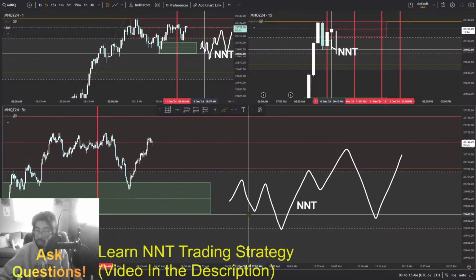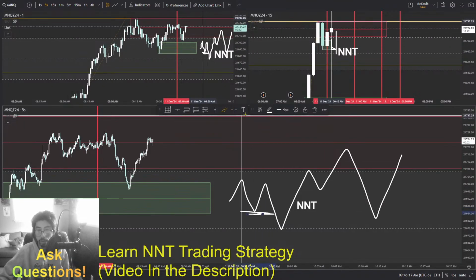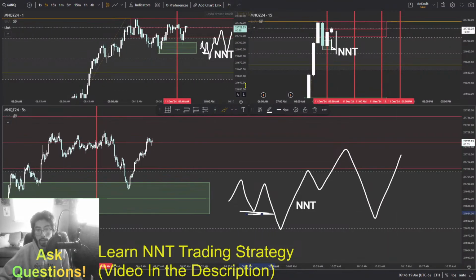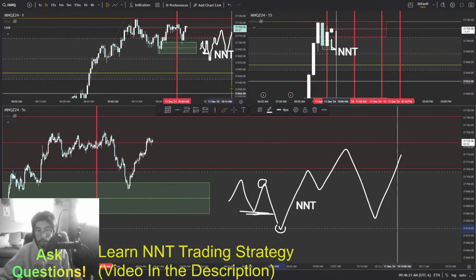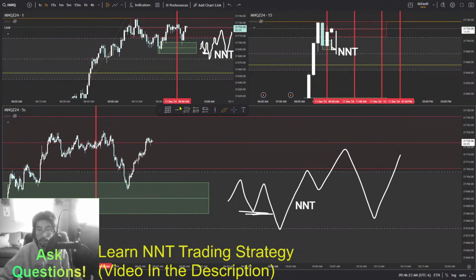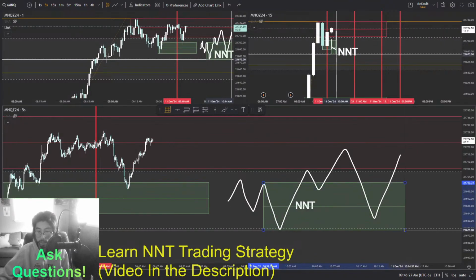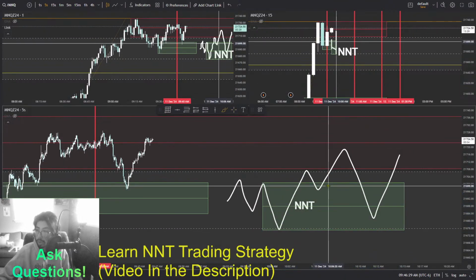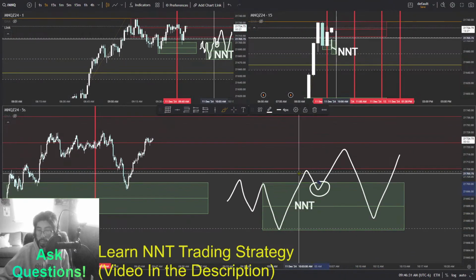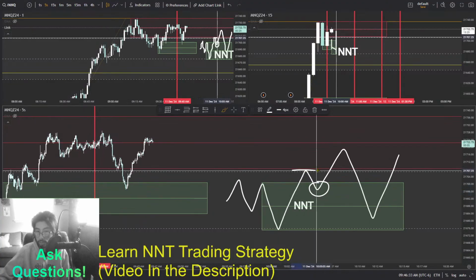We're looking for a sweep. After the sweep, we want to get the swing high and swing low and create a zone from there. So let me show you. We create a zone from that swing high and swing low. Then we want to tap on the zone. Then after the tap, we want to break a structure.